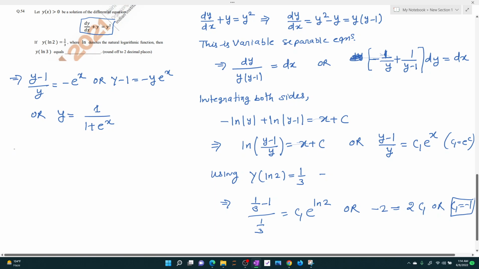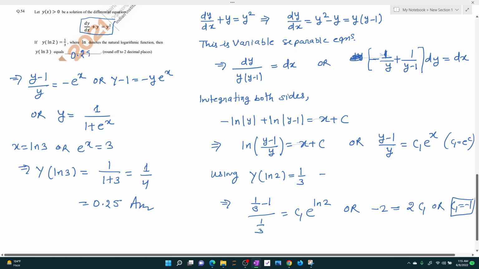Now, they ask us the value when x equals ln 3, or e power x is nothing but 3. Therefore, the value of y at ln 3 is nothing but 1 upon (1 plus 3), which is 1 upon 4, and the value becomes nothing but 0.25, right? So this is our correct answer. So that's all.